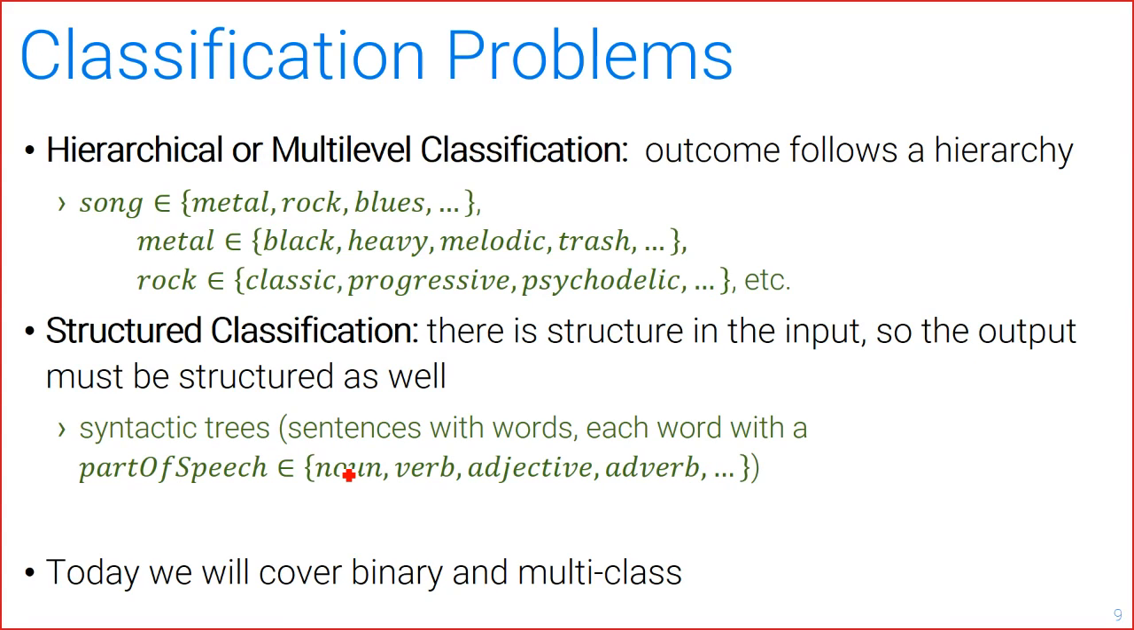There are other problems that are less common, but anyway, they're important. So we have what we call hierarchical or multi-level classification, and this is the case in which the outcomes follow a certain hierarchy. So for example, if you're talking about music and you're trying to predict what is the genre of a given track, you might think that a song, or a track, belongs to one of metal, rock, blues, jazz, pop, whatever. That would be the vocabulary. But if you go a little bit deeper, you could also say that something that is classified as metal could also be classified at a lower level of detail as black metal, heavy metal, melodic metal, thrash metal, etc. Same for rock. Something could be classic rock, progressive rock, psychedelic rock, etc.